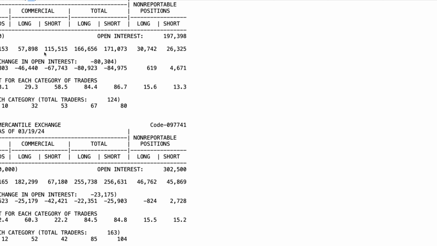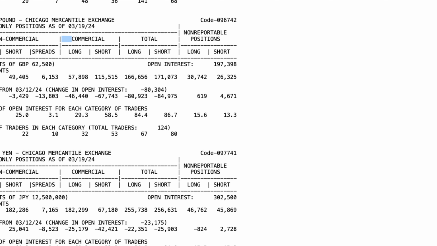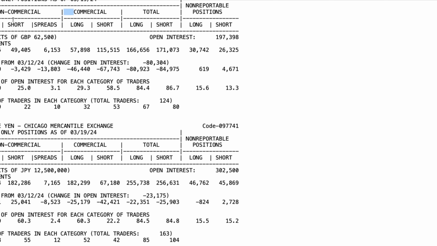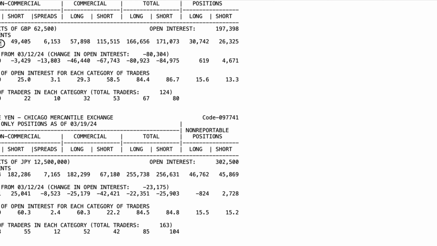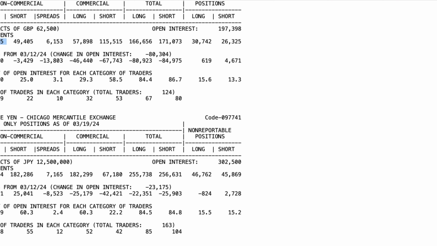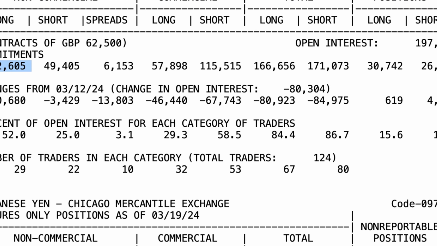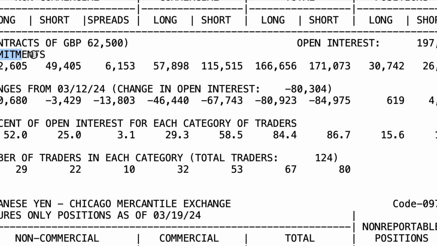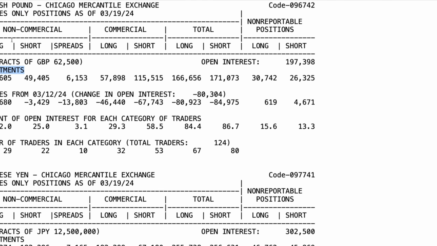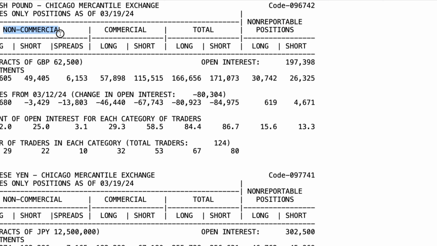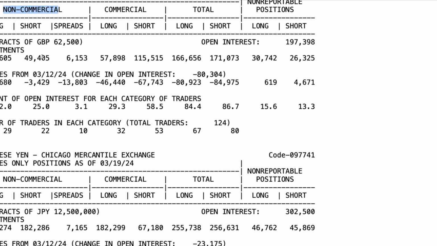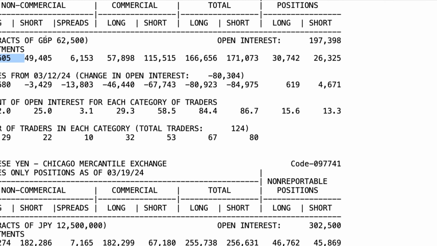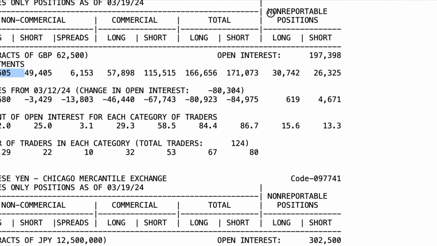So let's look at the non-commercials a little differently. The non-commercial, aka the institutions and the hedge funds, they are long. They have more long contracts. It says it right here, guys. Upper left, contracts of GBP, and these are their commitments. So it's showing you the commitments of the hedge funds and the institutions. These are all smart money commitments, except for the last section where it says non-reportable.